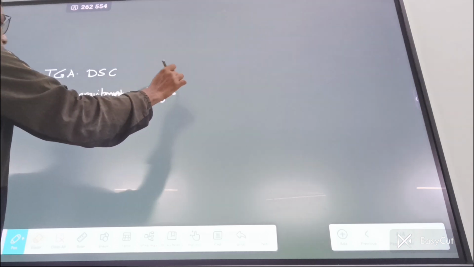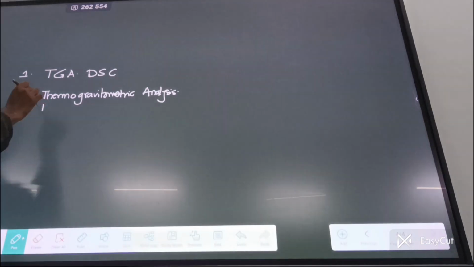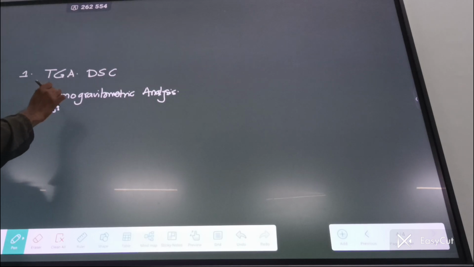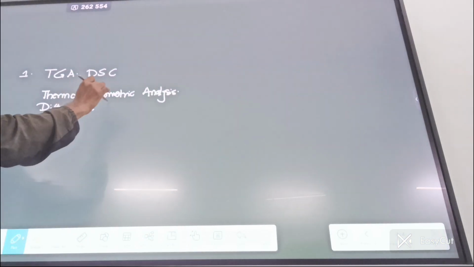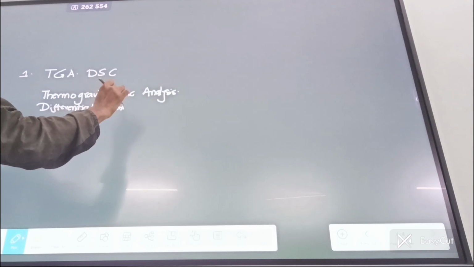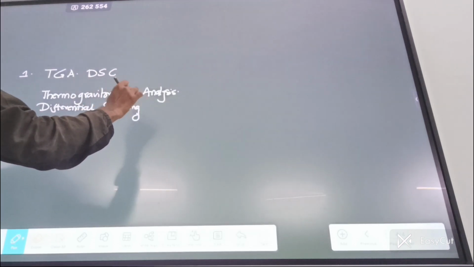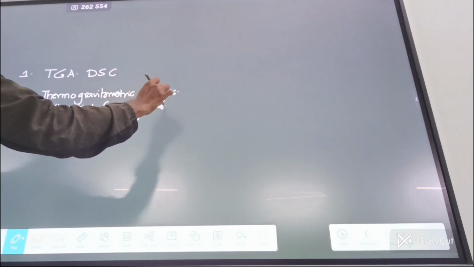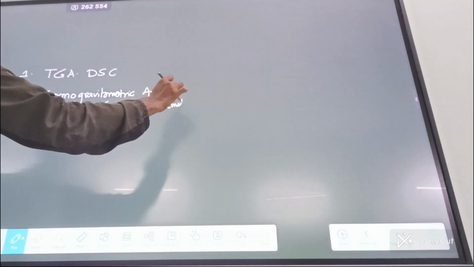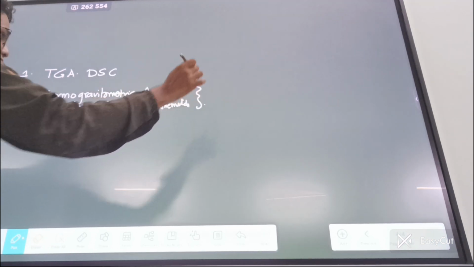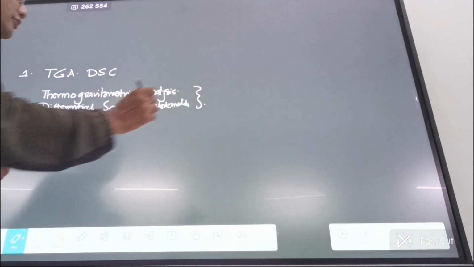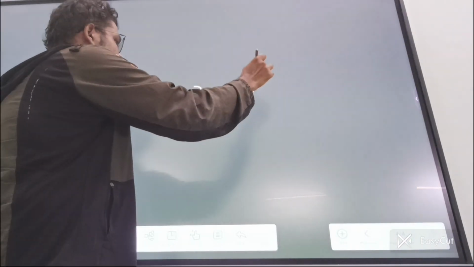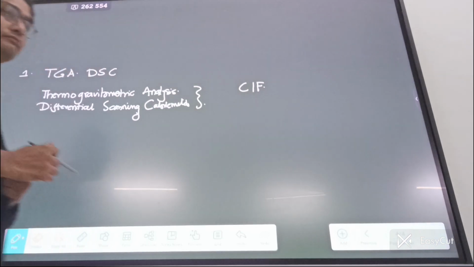Differential Scanning Calorimeter analysis. ये instrument हमारे campus में है, right? You have centralized instrumentation facility CIF, वहाँ पे ये वाला instrument मौजूद है.